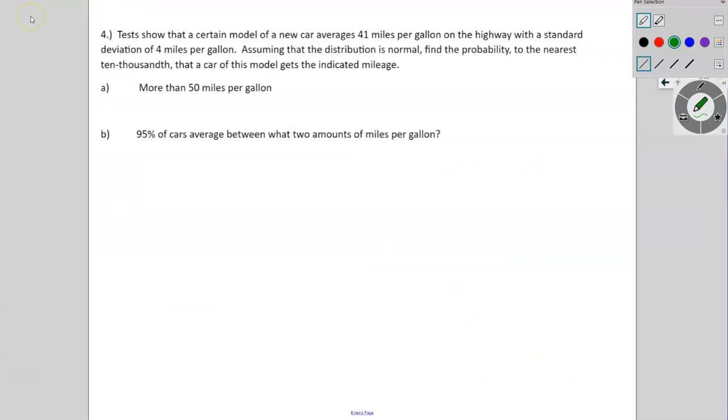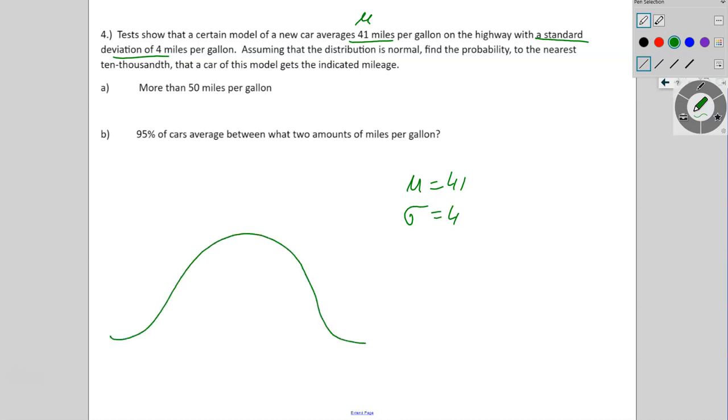Question 4. It says, tests show that a certain model of new cars has an average of 41 miles, so that's my mu, that's 41. And a standard deviation of 4. Okay. Assuming the distribution is normal, find the probability of more than 50 miles. So again, I have to make sure I'm going to do empirical rule first and check if those numbers are on. So I got 50.